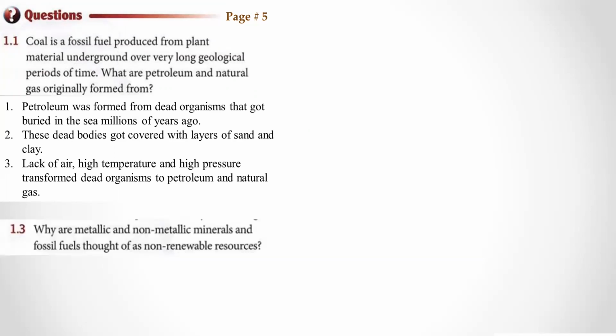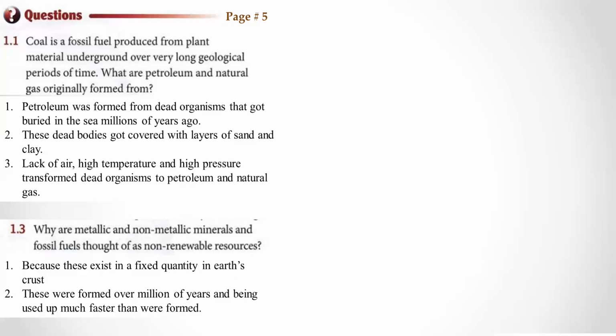The next question: why are metallic and non-metallic minerals and fossil fuels thought of as non-renewable resources? Answer: because these exist in a fixed quantity in Earth's crust, and they were formed over millions of years and are being used up much faster than they were formed. So it's really hard to get these fossil fuels made, but it's very easy to get them consumed. That's why we cannot produce them quickly enough to keep up with their use.